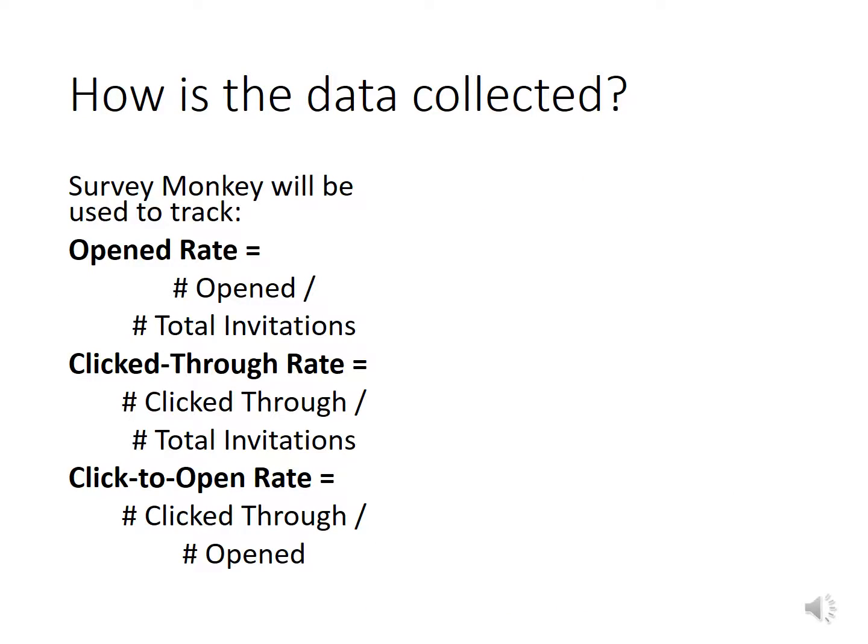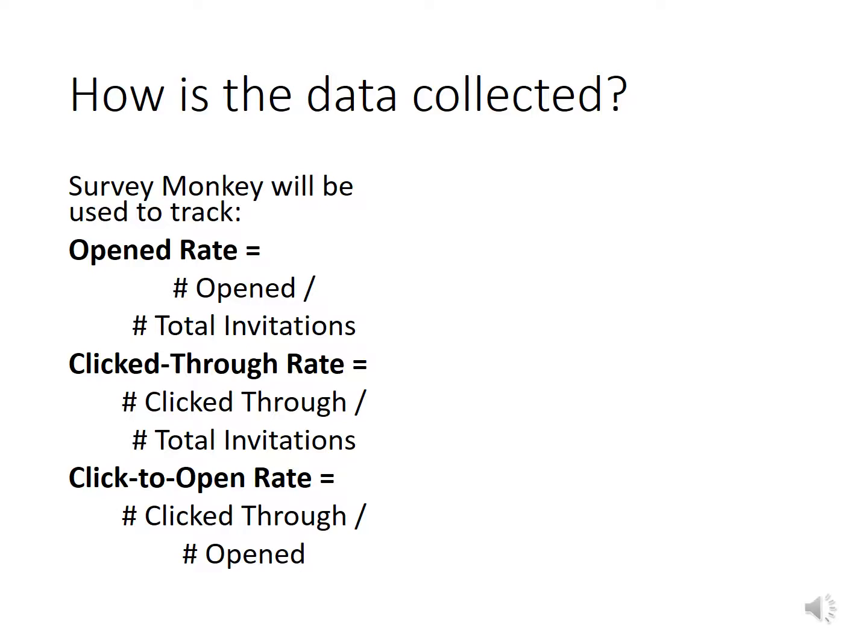When the link is sent off, it'll be using software that SurveyMonkey uses, which can be used to track the opened rate. So any user that clicks on it will automatically be monitored. We will calculate the opened rate, which is the total number opened over the total number of invitations. We'll also be measuring the click-through rate, so the total number of those who clicked through to the end of the survey over the total number of invitations, and then we'll look at the clicked-through over opened rate, so the number of people who opened it and then went through the entire survey.